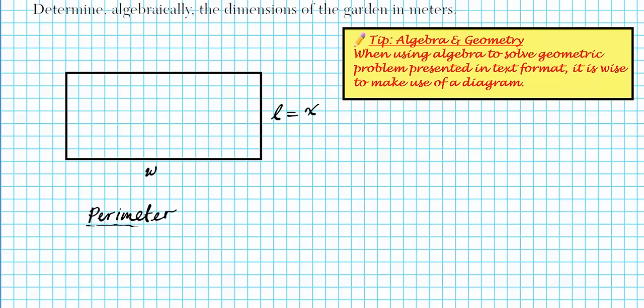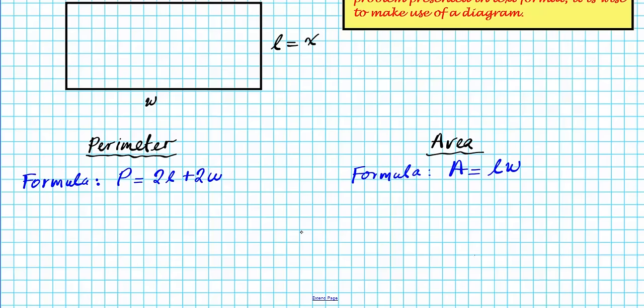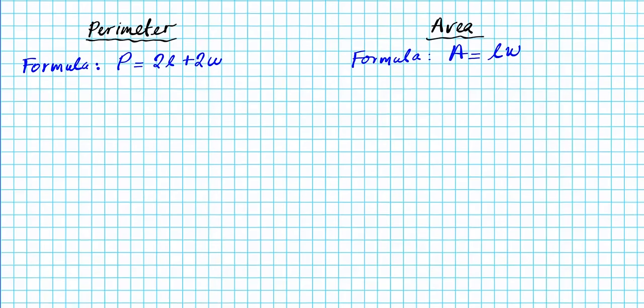What is the formula for the perimeter of a rectangle? Let's write that down first. The formula for the perimeter of a rectangle is 2 lengths, so you add these 2 lengths, plus 2w for the top and bottom widths. There you have it. How about area? What is the formula for the area of a rectangle? The area of a rectangle is simply given by length times width. Now we're going to fill in these equations with the information provided to us.